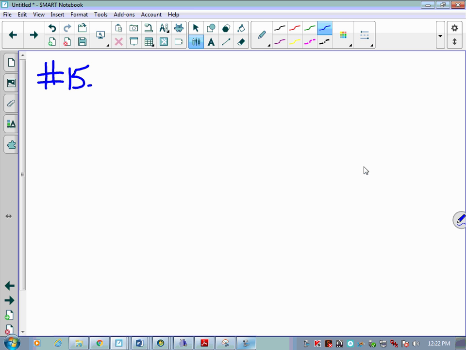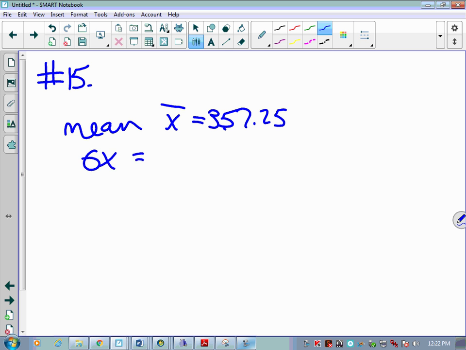So basically, it's a box and whisker plot. I'm not going to show you how to plug all that in. You should already know how to do that with number 15. Your mean, otherwise known as x-bar, shows 357.25. Your standard deviation is 108.29.